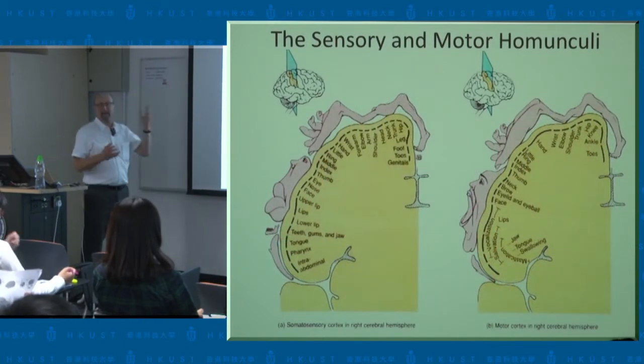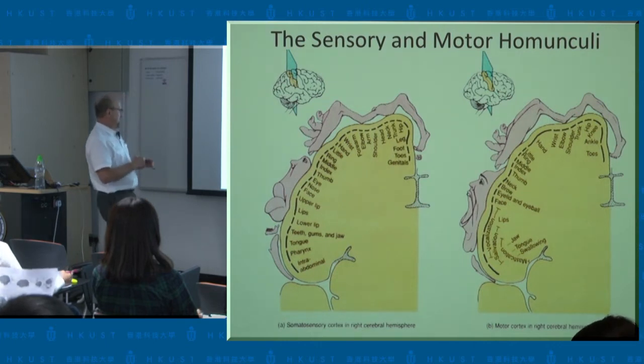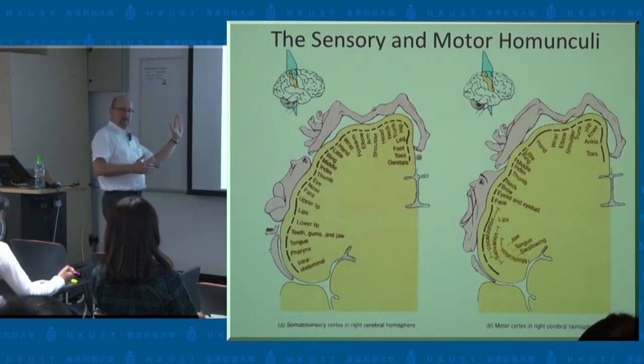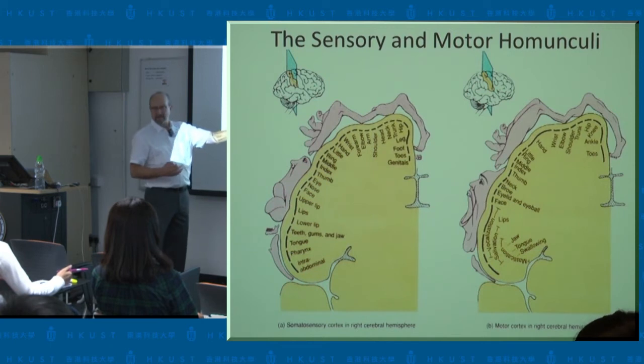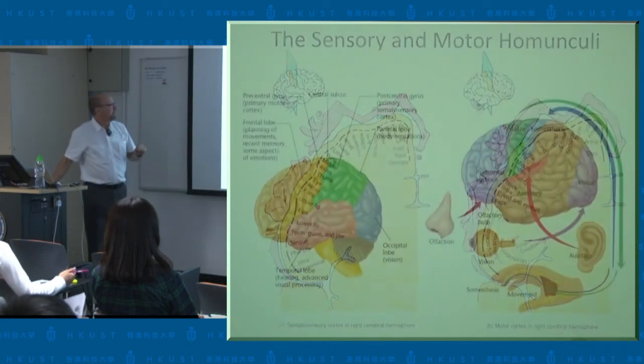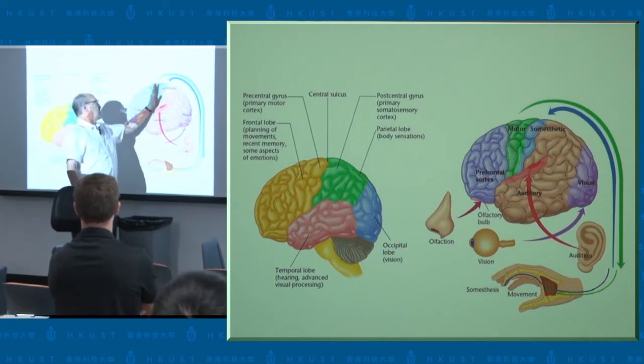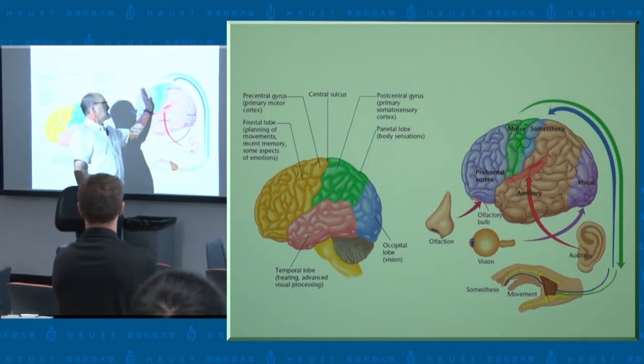Here is the mapping more precisely, okay? On the left is sensory, and on the right is motor. So again, there's motor and sensory. Let me just go back. So sensory, motor, premotor cortex. This is frontal, okay?